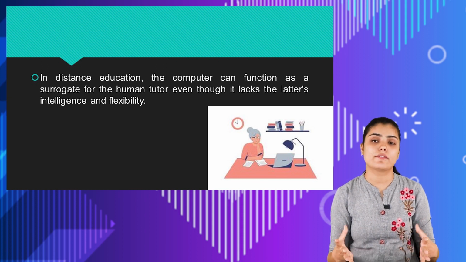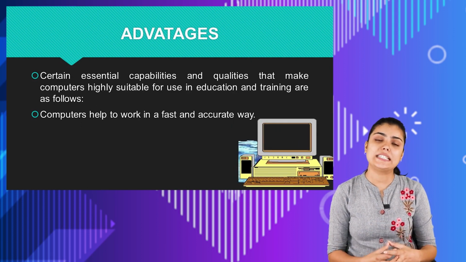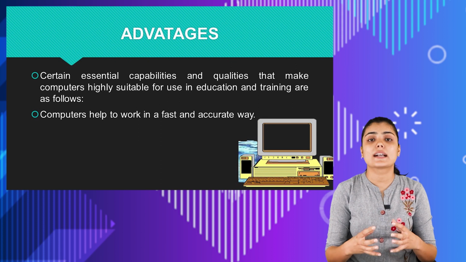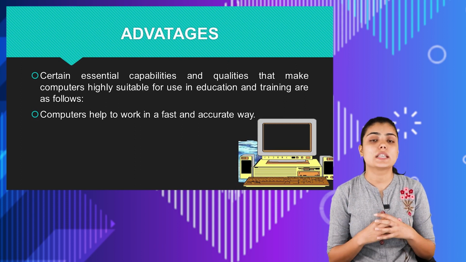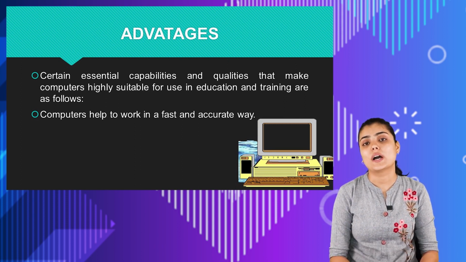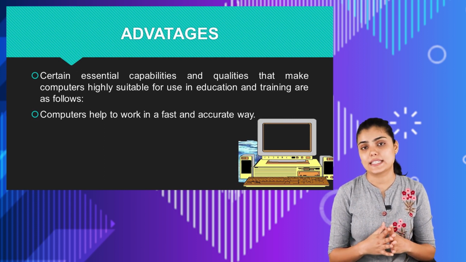Let us now see the various advantages computer as an educational media has to offer. There are certain essential capabilities and qualities of a computer which make the computer an integral part of the education system. Let us see what those essential components and qualities are. The very first advantage of using a computer as an educational media is that computer helps to work fast and accurately. As we have been discussing from the introduction, with the speed of the computer, all the tasks to be carried out by the human become much easier and more accurate.